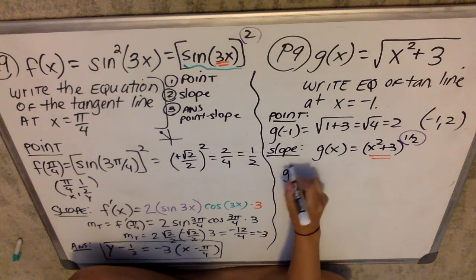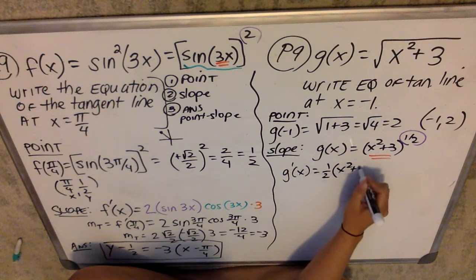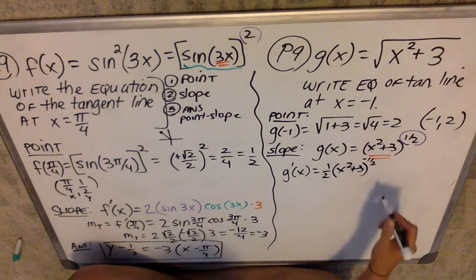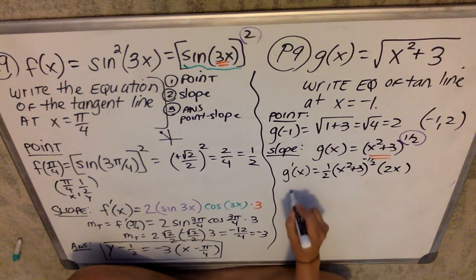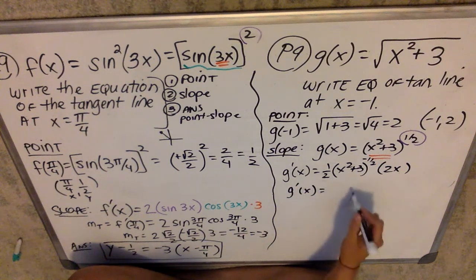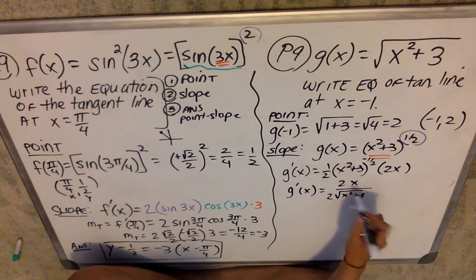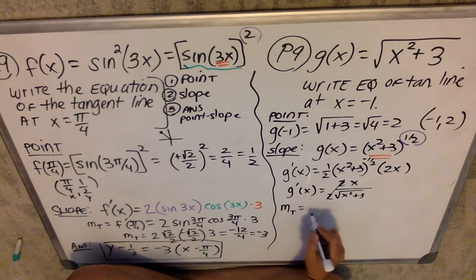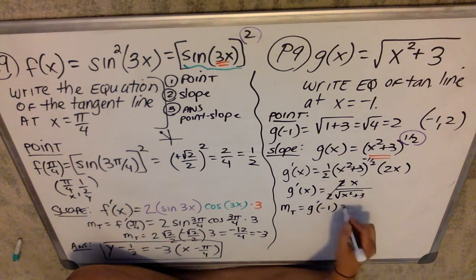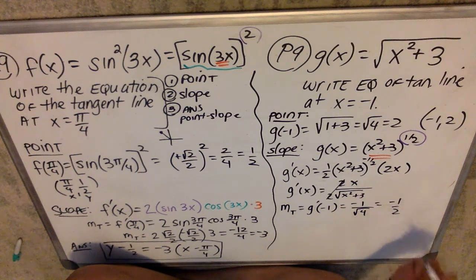So my g prime is going to be the derivative of the outside, which is going to be 1/2 stuff to the negative 1/2, times the derivative of the inside, which is the 2x. So I'm pretty sure that my g prime of x ends up looking like a 2x on top of a 2 root stuff. I'm just going to cancel the 2s. Remember, I don't really care about g prime of x. I care about g prime of negative 1. So g prime of negative 1 is going to be a negative 1 on top of this root 4. So I get negative 1/2, right?